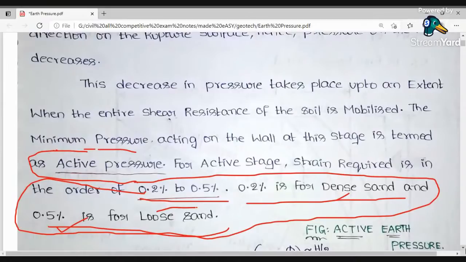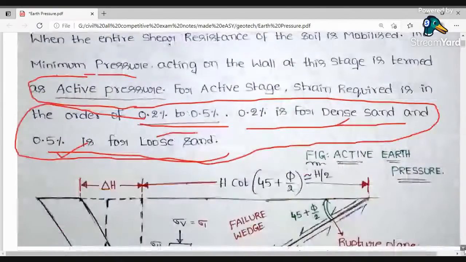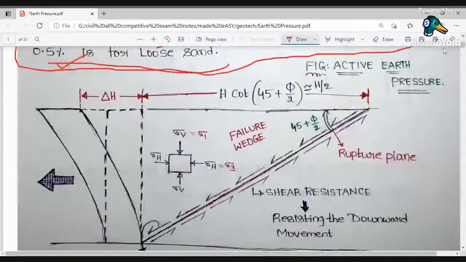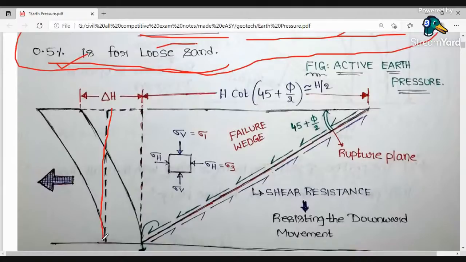So let's have a look at retaining walls in case of active earth pressure. So here in this figure you can see this is the retaining wall. This particular wall is the retaining wall. Okay, this is a straight line, or this wall is a retaining wall, right?